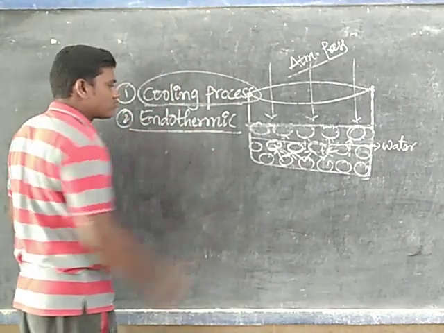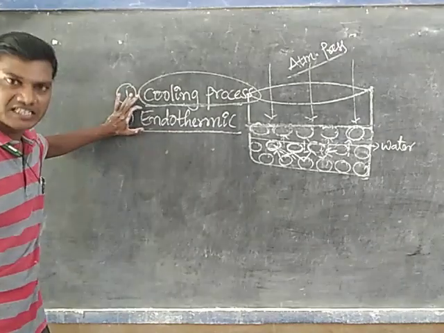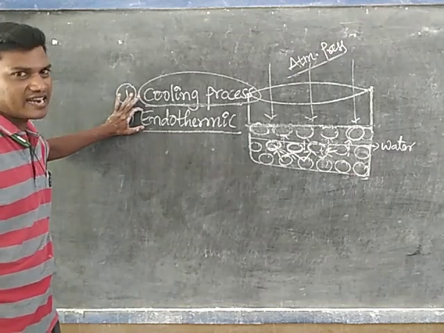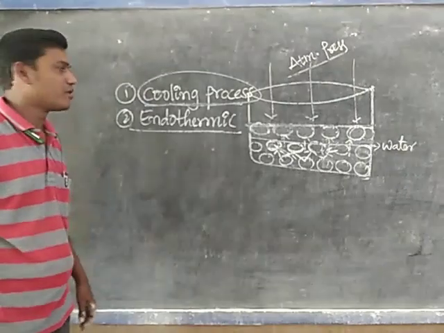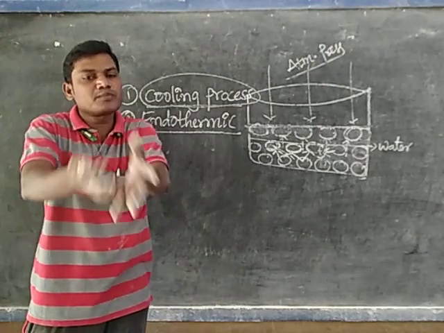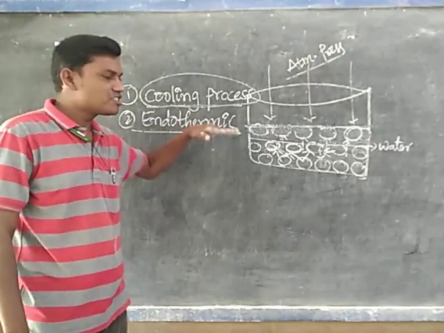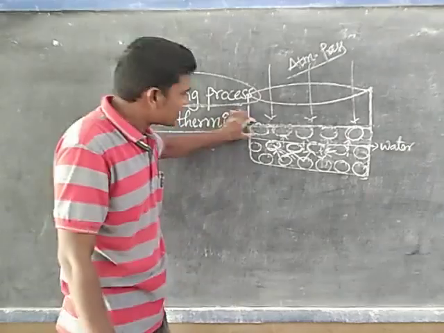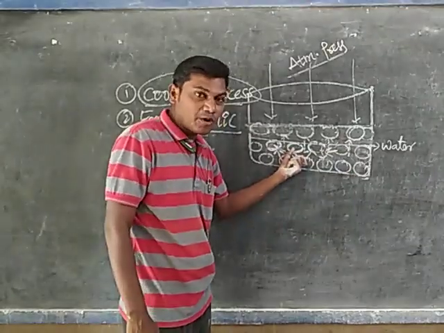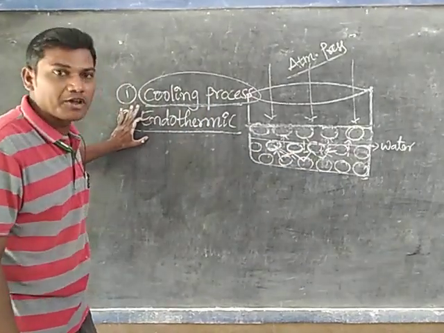Next one is the endothermic process. How is evaporation an endothermic process? An endothermic process is one where the substance absorbs some heat energy during the conversion of state. It absorbs heat energy during the process, and that is called an endothermic process. Here we observe that the surface molecules absorb some excess heat energy from the lower molecules. That's why evaporation is a cooling process and also an endothermic process.